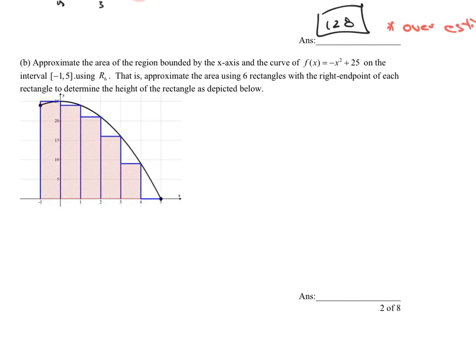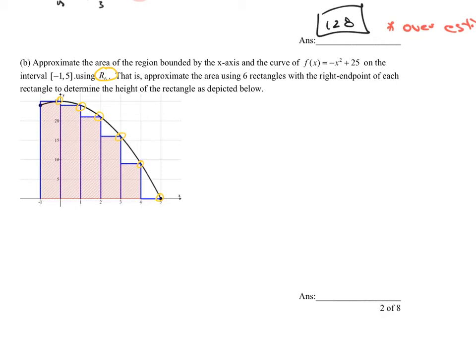It says approximate the area of a region bounded by the x-axis and the curve of f of x equals negative x squared plus 25 on the interval -1 to 5 using R6. So again, let's think about that R6. What does R6 mean? It means I want to take this interval, break it into 6 rectangles, and with those 6 rectangles, I'm going to get the height of the rectangle by using the right endpoint of all 6 of those rectangles. So the right endpoint is going to determine my height for each of those.